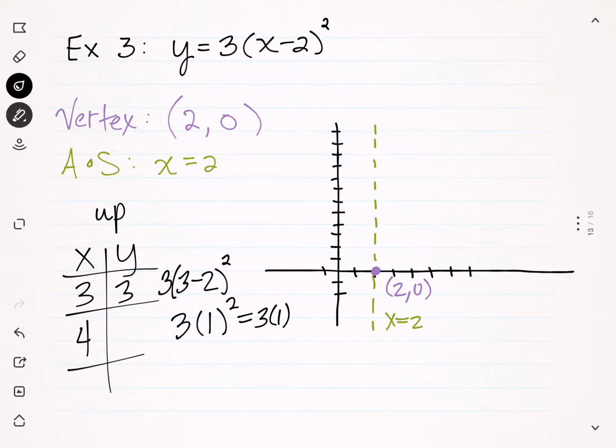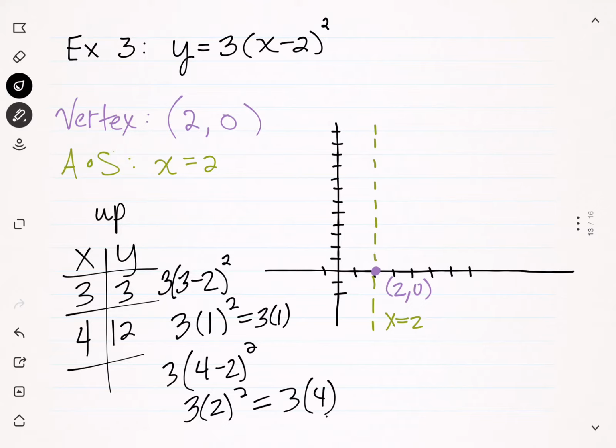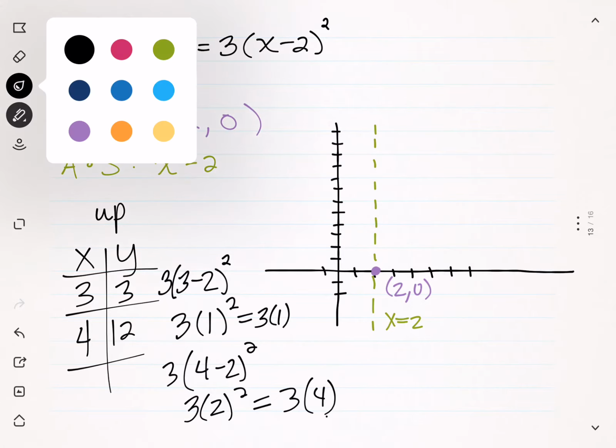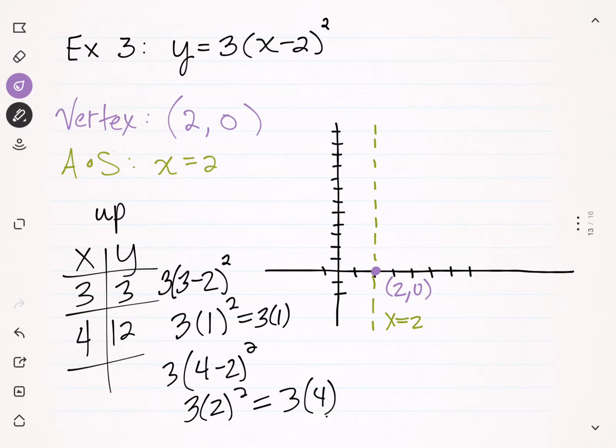Now, when I plug 4 in, I'm going to have 3 times 4 minus 2, quantity squared, and 4 minus 2 is 2, so 3 times 2 squared. 2 squared is 4, so that gives us 3 times 4, which is 12. So that's our output. Okay, so we're going to plot these points, 3, 3, and 4, 12.